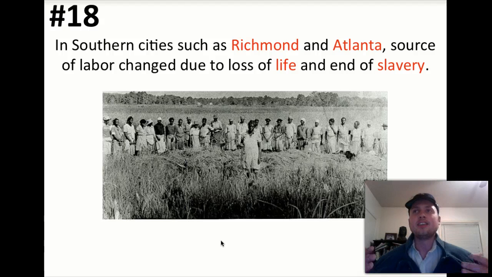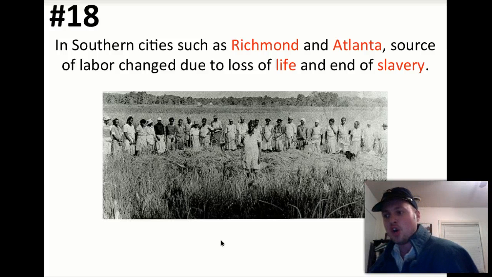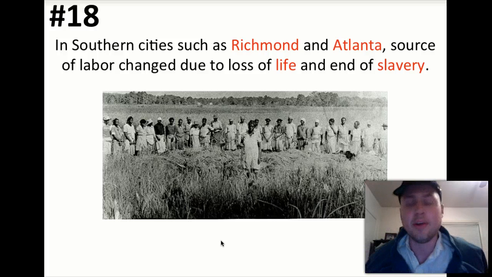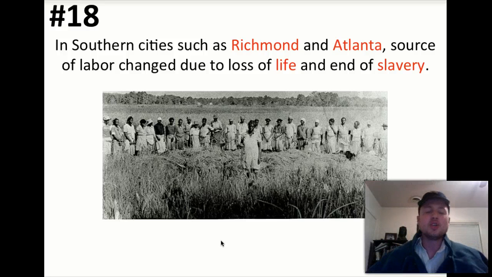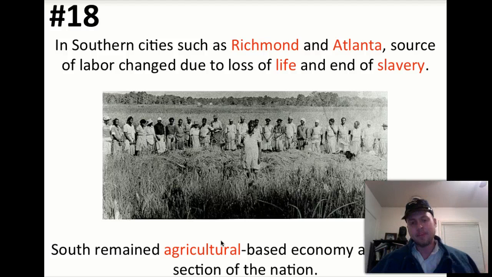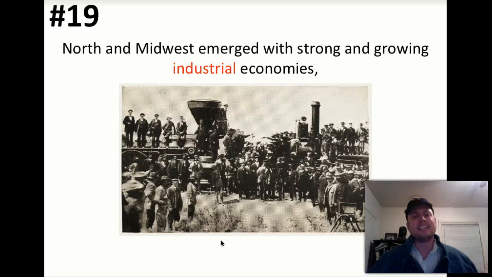Think about that. The South made so much of their money off of cotton, really, and that was because of slavery. But if slavery's gone, who can grow the cotton? Well, all the men, right? Well, no, a lot of the men are gone because of the death of the Civil War. So this destroys the Southern economy. And the South will remain an agricultural-based economy and the poorest section of the nation for many years after the Civil War. Let's switch gears and go to question number 19.